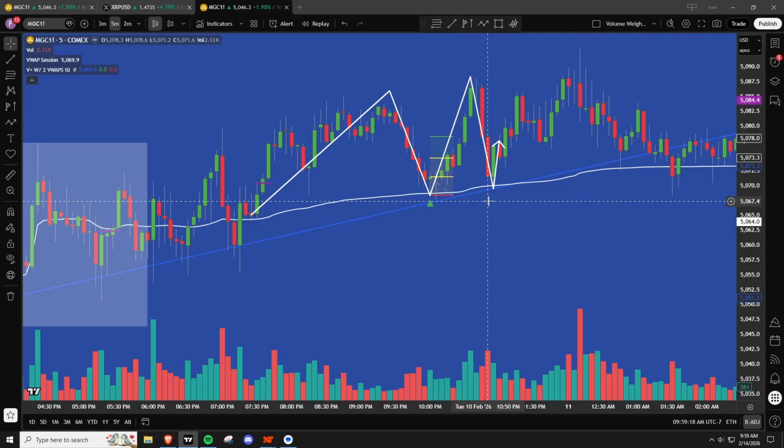That's it. VWAP is a great tool. It's a great level, and I hope you guys found some value in this.